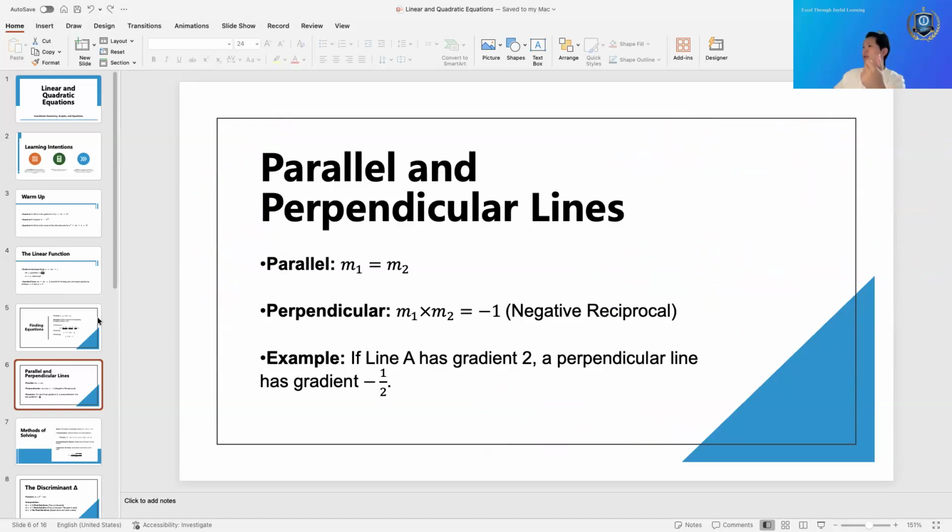Now, coming back to perpendicular lines: if you have two lines, how do you prove that they're perpendicular? You just have to show that the gradients, when multiplied, give you -1. In the sense that maybe this is 3, so this has to be -1 on 3. That's simply it. If a line A has gradient 2, another perpendicular line would have a gradient of -1 on 2.